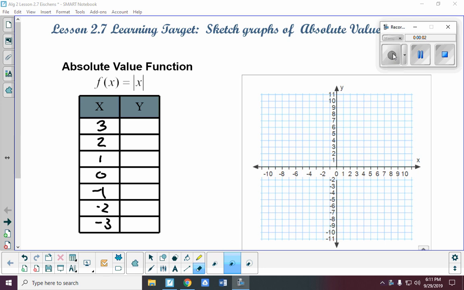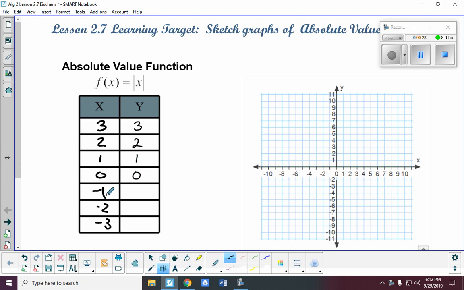All right, this is lesson 2.7, and we are going to be looking at how to sketch the graphs of absolute value functions. So first of all, if you have f of x equals the absolute value of x, if we make an xy chart, if you substitute 3 in for x, take the absolute value of it, you get 3. Substitute 2 in, the absolute value of 2 is 2. Absolute value of 1 is 1. The absolute value of 0 is 0.